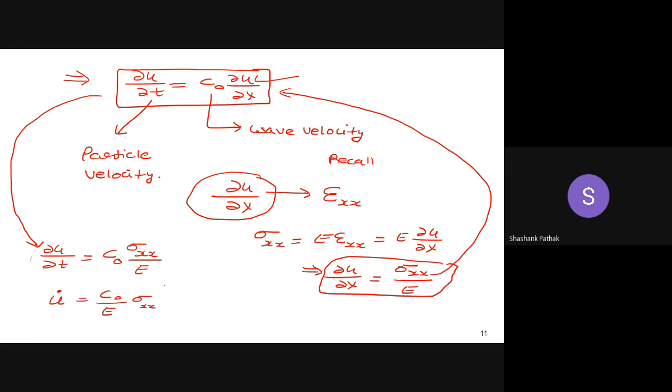Now this we can further simplify by using c0 equal to, anyone? Root E by rho. Substitute this here in this equation and tell me the final expression for u dot. Sigma xx by root of E rho. Yes, that I agree. We can also write, most popularly it is written as rho into c0.